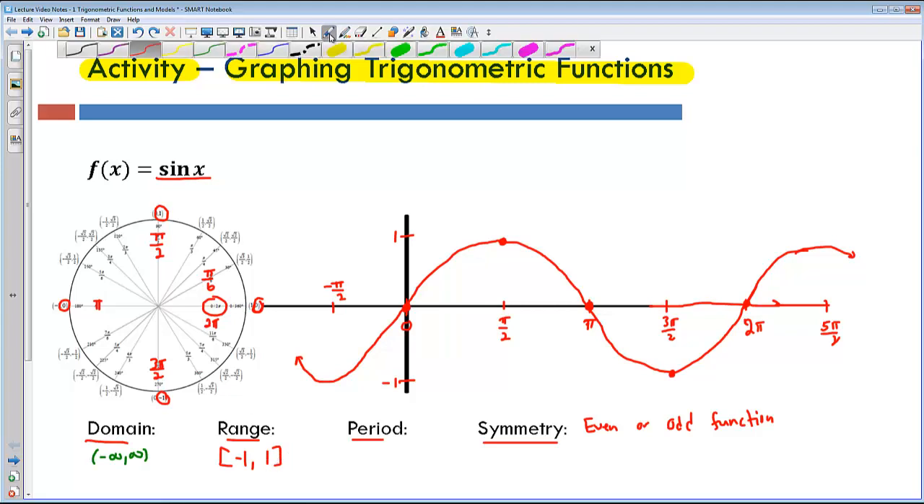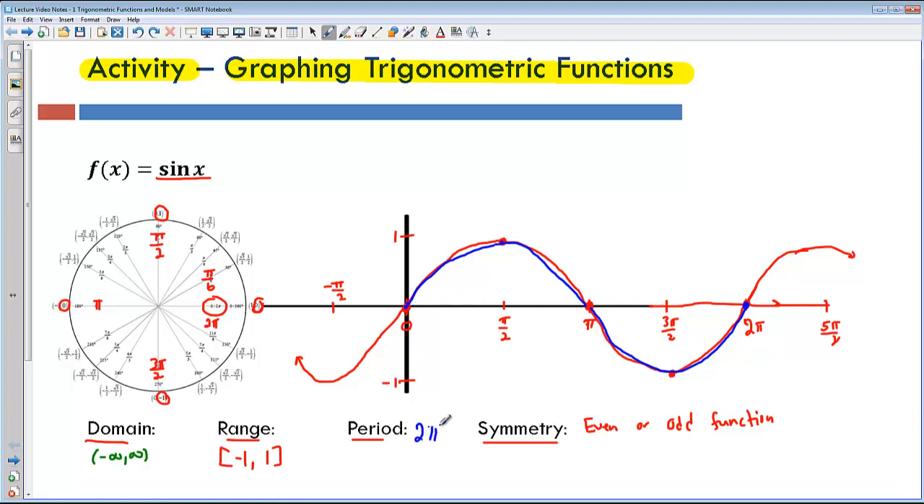The period is the distance on the x-axis it takes for the graph to repeat. Notice, you just pick any spot, it starts here and goes up, then it levels off and comes down, then it goes up and repeats after that. So my period is from 0 to 2 pi, so we'd say our period is 2 pi. It's basically the smallest distance until it repeats on the x-axis.